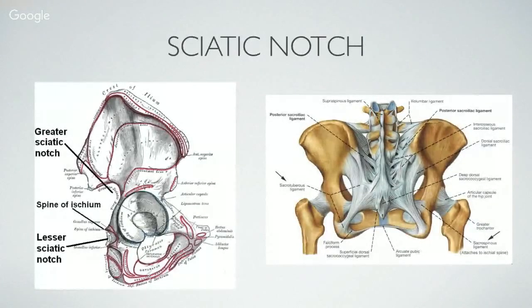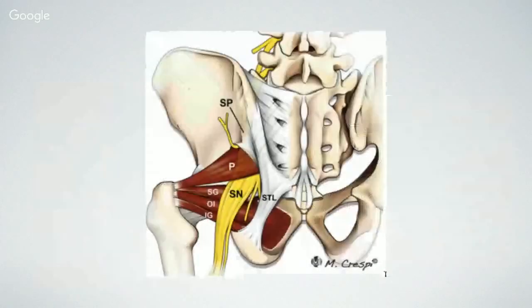A little more on the sciatic notch, because this is an important anatomical landmark in a physical exam. The greater sciatic notch is this large notch in the pelvis just above the ischial spine. When you add the sacrospinous ligament, that converts the notch into a foramen, the greater sciatic foramen. And then the inferior border of the lesser sciatic foramen is set off by the sacrotuberous ligament.